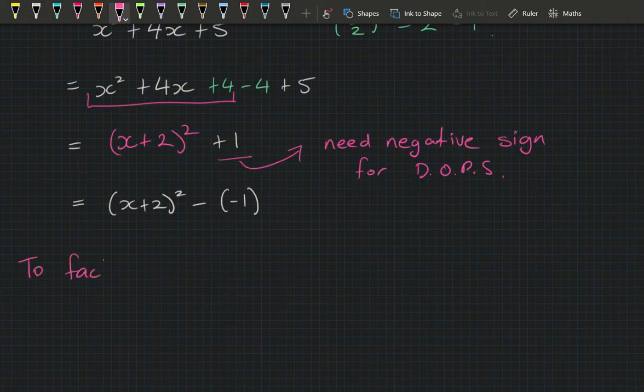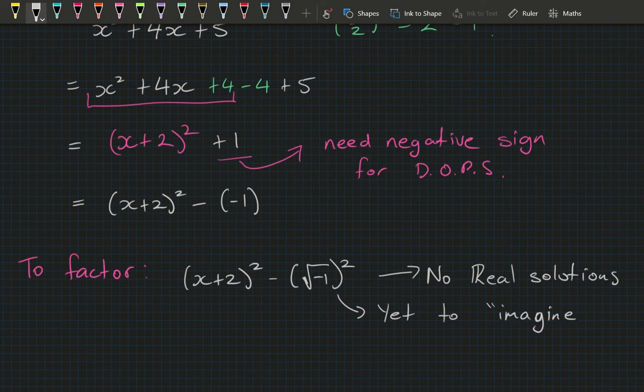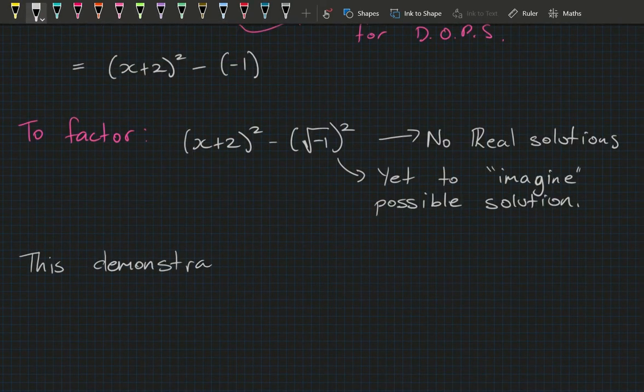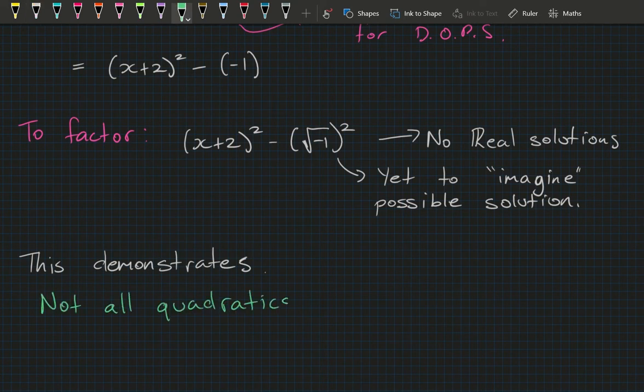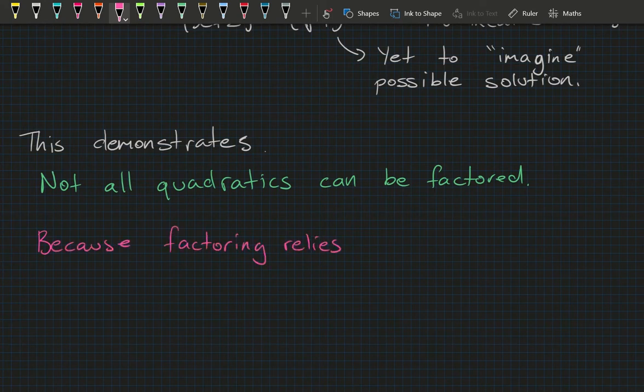And to factor (x plus 2) all squared minus the square root of 1 squared, we run into a few problems because there's no real solutions for the square root of 1. And at this stage, we're yet to imagine what a possible solution could be. And so this initial problem demonstrates that not all quadratics can be factored. Because obviously we've seen we can't factor everything by grouping, so when we resort to completing the square, we rely upon difference of perfect squares.